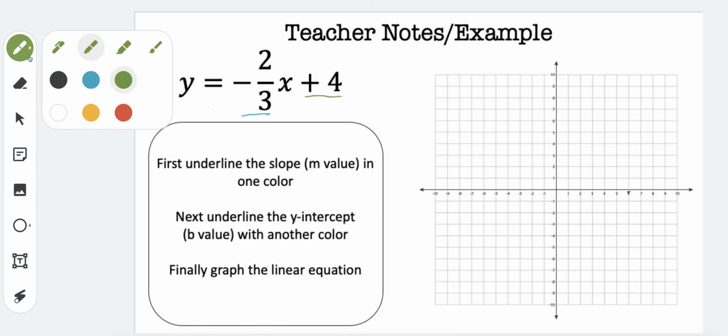And then finally we see to graph this now with the slope-intercept form. All right, so we're going to start at positive 4. That's the y-intercept. And then from there we know we have a negative slope of negative 2/3. So I'm going to go down 2 and right 3.